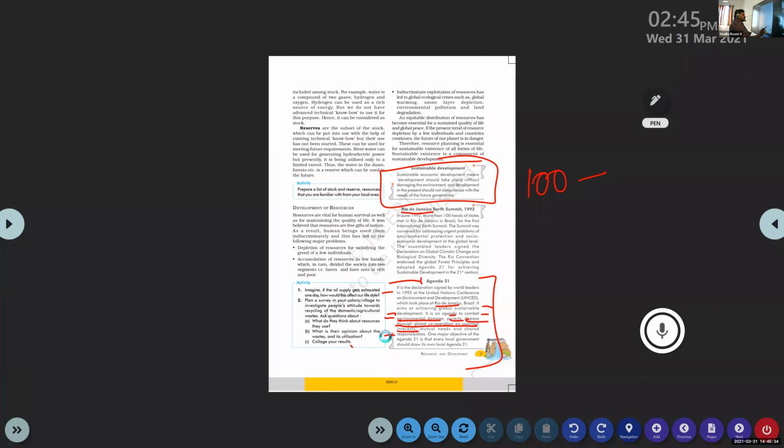One major objective of Agenda 21 is that every local government should draw up its own local Agenda 21. Even local self-governments want to move forward with their own Agenda 21 to protect their locality. Is that clear? So that's Agenda 21.